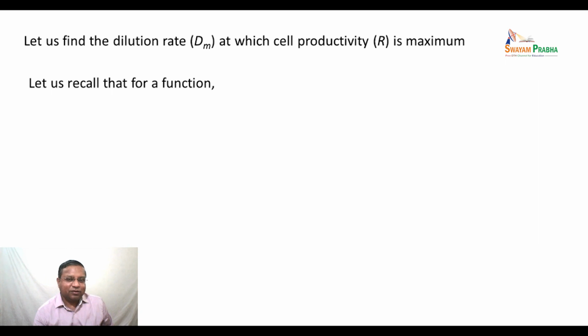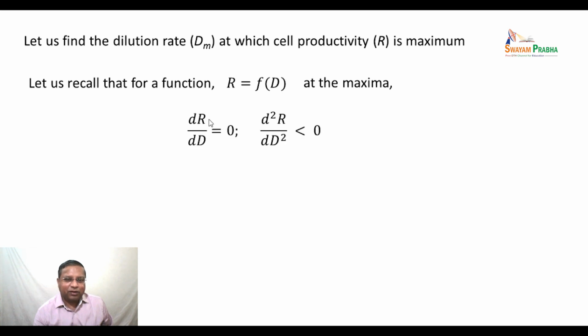For a function, we know the conditions for a maximum mathematically. For example, if r equals f of d, at the maximum point, dr/dd would be equal to 0. The slope becomes 0, and the second derivative would be less than 0. That is the condition for a maxima. Alternately, the condition for a minima is that dr/dd would be 0 and the second derivative would be greater than 0. This we all know from our initial math courses.